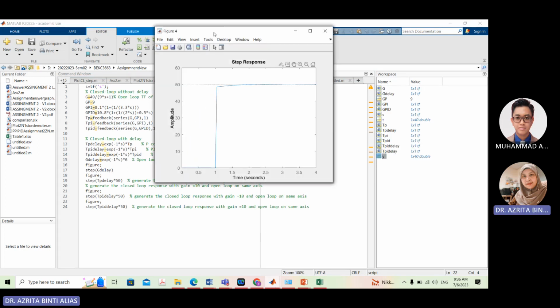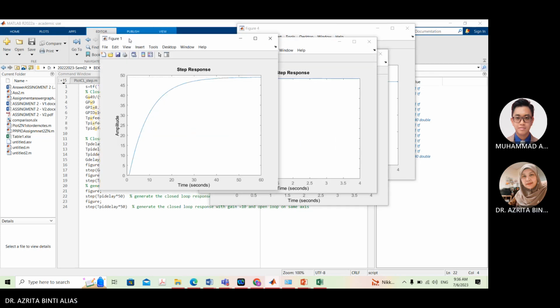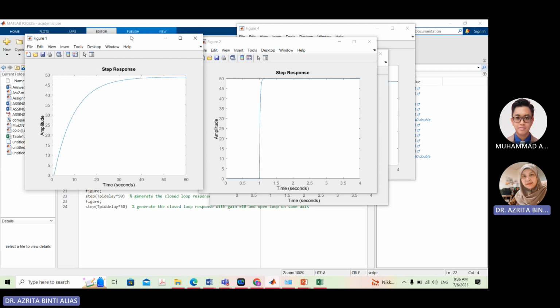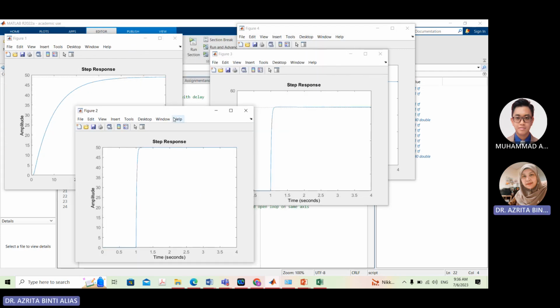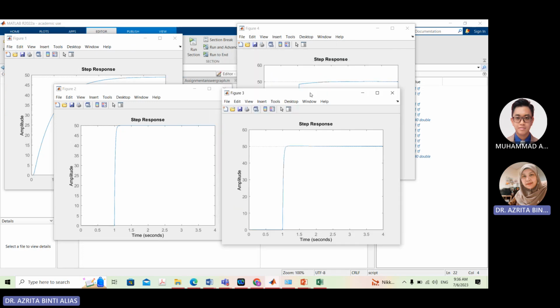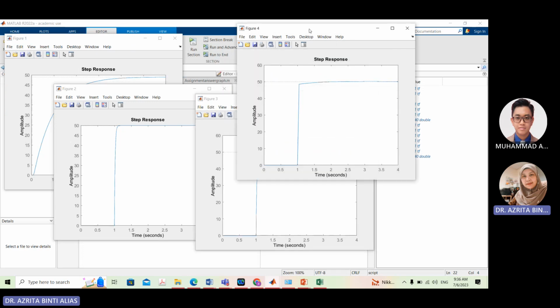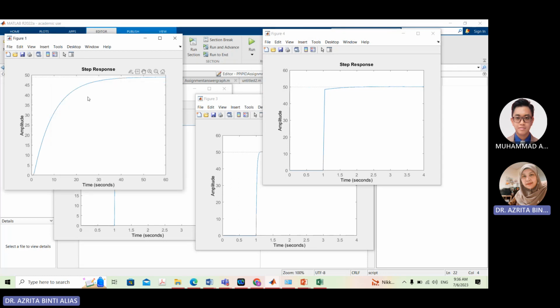So we have here 4 figures. Figure 1 is our open loop system. Figure 2 refers to our P controller, figure 3 PI, and figure 4 the PID controller. So from these figures, I want you to obtain the settling time and the ESS, only 2 values. Settling time and ESS. So you just right click here, go to characteristics and click the settling time and also the steady state values.